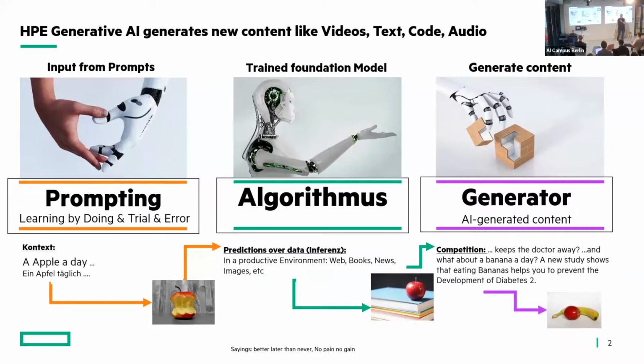But it's trying to be smarter, and it says here, what about a banana a day? A new study shows eating banana helps to prevent the development of diabetes too. So this is just to show you, so we're on the same page, that we're understanding what prompting means and what a foundation model is.